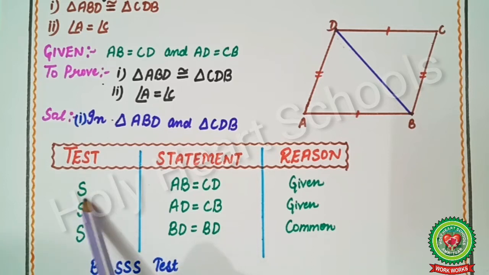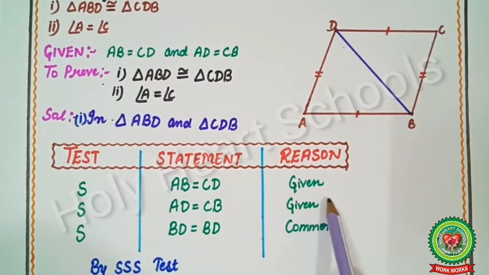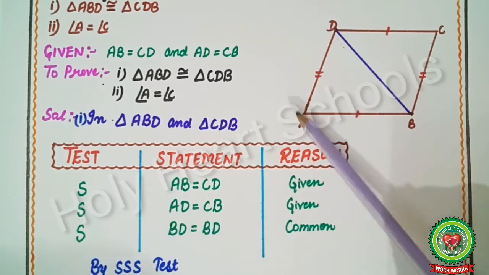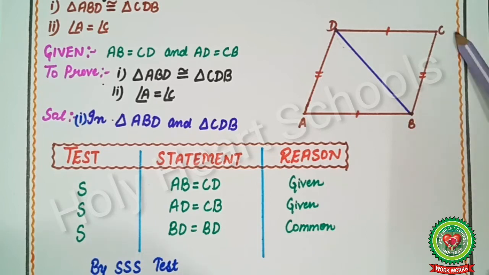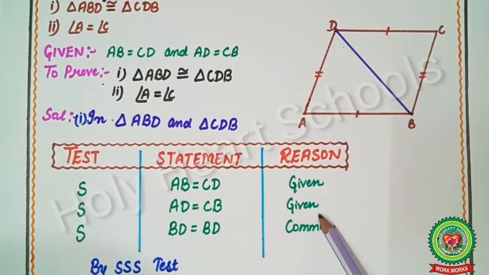Side means S, right? So capital S we will use here for representing side, that is AB is equal to CD. Now what reason will you give here for this? That is given. It is already given to us in the statement. So here we will write the reason: given. Next, again we are going to take the side. Which side? That is AD is equal to CB, which is also given to us in the statement. So we will write the reason here: given.